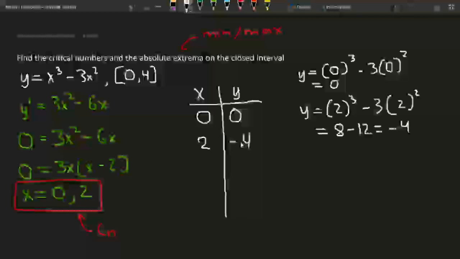And then now we have to test our endpoints of the closed interval. So since 0 was already there, we can skip it because we already tested for it. So now we'll go to 4. So now we'll test for 4. Y is equal to 4 cubed minus 3 times 4 squared.